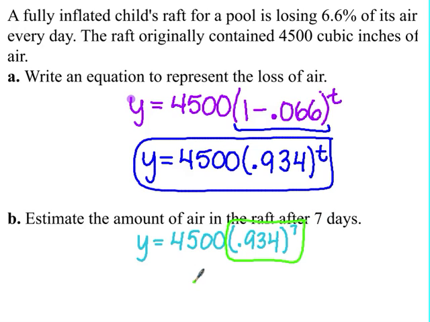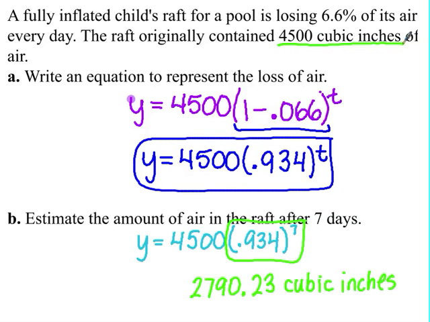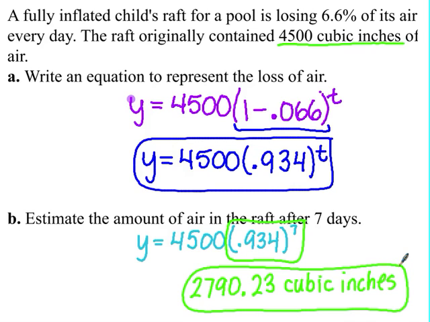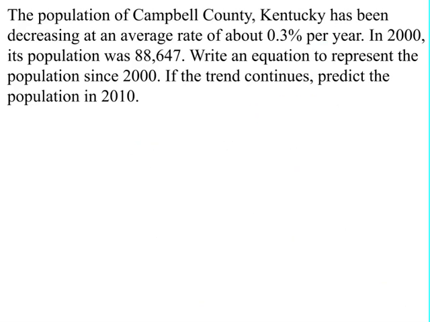Did we get a number in the 2000s? 2,700? 90, and then what's my decimal? 0.23. My label will be cubic inches. How do I know it's cubic inches? Because I started with 4,500 cubic inches. So what do we think so far? You okay? All right, let's look at the next one.